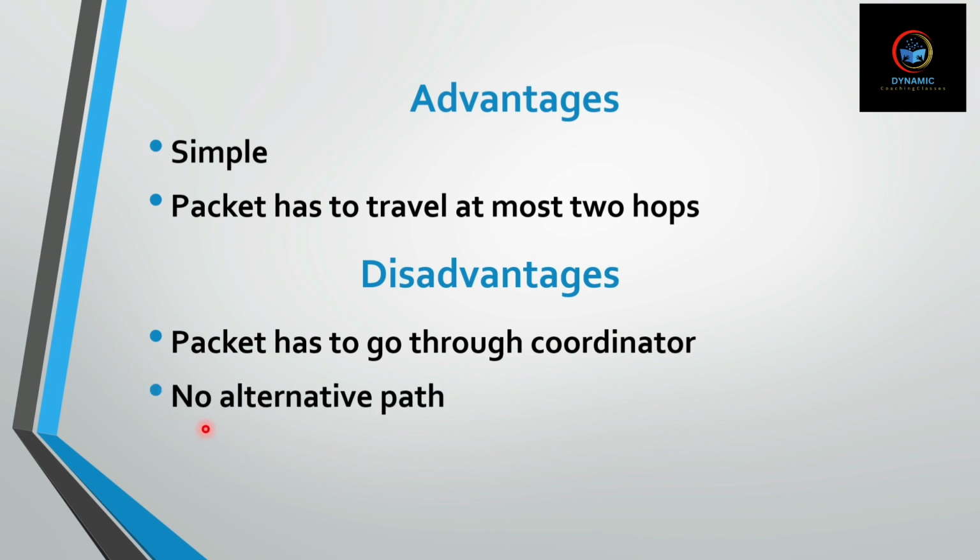Then the next is that there is no alternate path between the source and destination. The packet has to go through the coordinator, and that is the only path. So that is another disadvantage of the star topology. I hope you all understand the star topology.